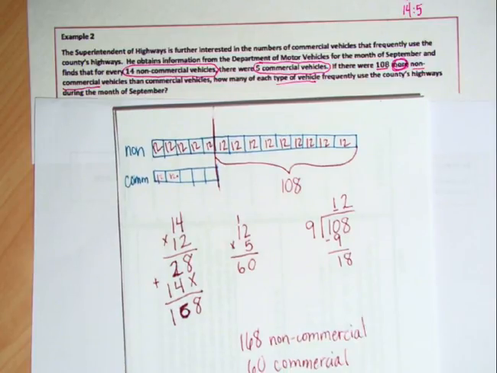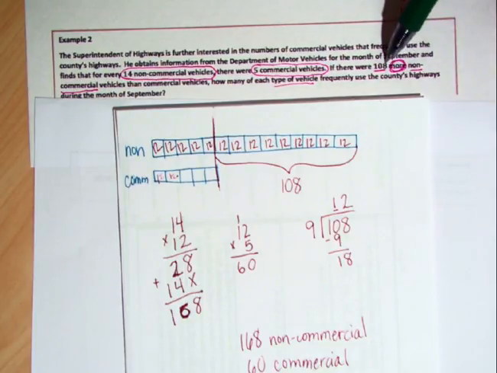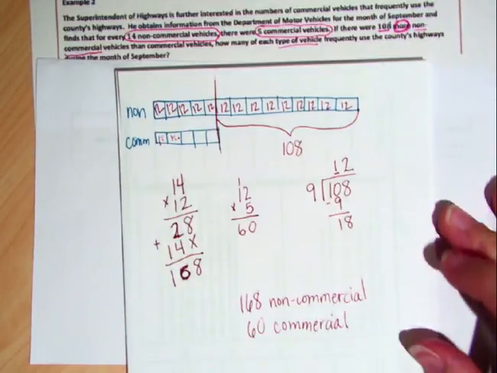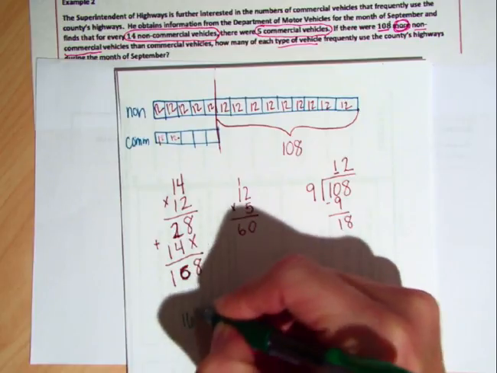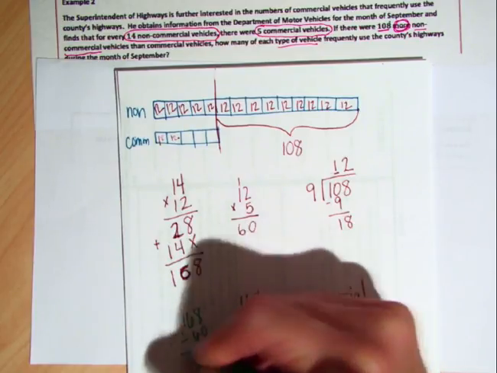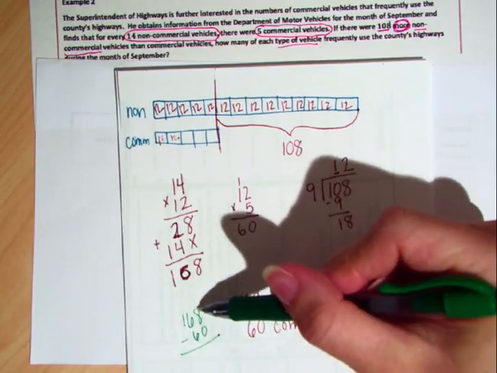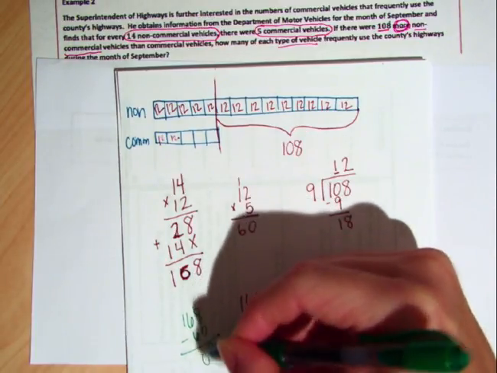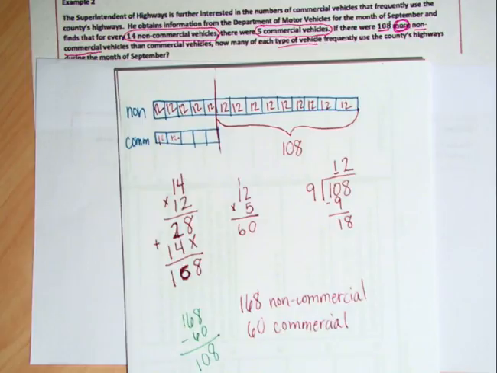Now, we want to make sure that our answer is correct, so we can add them together. And no, we can subtract them this time. We don't know the total, but we know that the non-commercial is 108 more. So if I subtract them, then I know that this one has to be 108 more. So my answer has to be 108. Perfect. So that I know my answer is then correct.